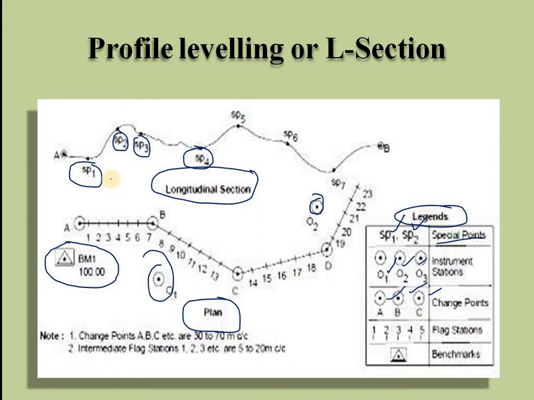So these are all known as change points. You can see A, B, C and D. These are all known as change points, where the instrument will be fixed. And 1, 2, 3, 4, 5 are known as flag stations. We can observe here 1, 2, 3, 4, 5 up to here 6.